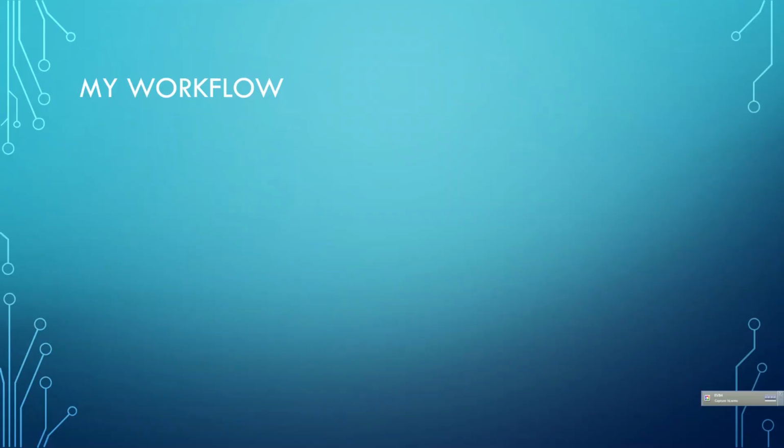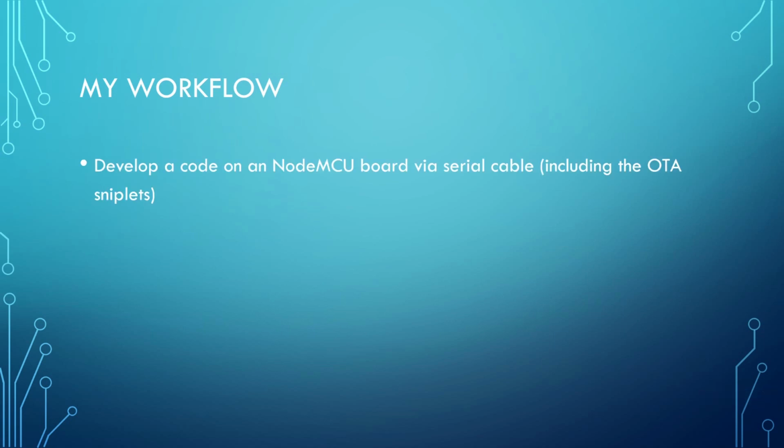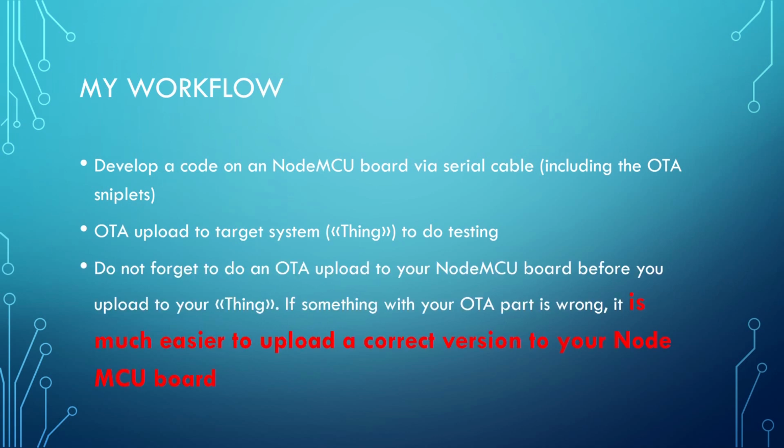So, as a summary, my workflow is as follows. I still use serial communication for development with a NodeMCU board. This is more convenient. But from time to time, I load a release to the thing over the air, just to check if everything also works in the target system. Before that, I always upload it once over the air to my NodeMCU board to make sure that the OTA part of my sketch really works before I flash it to my thing.